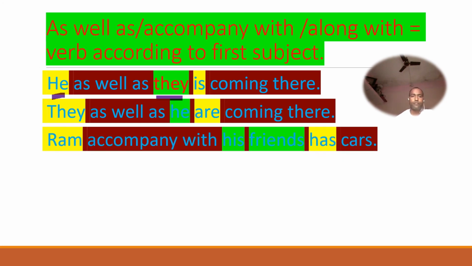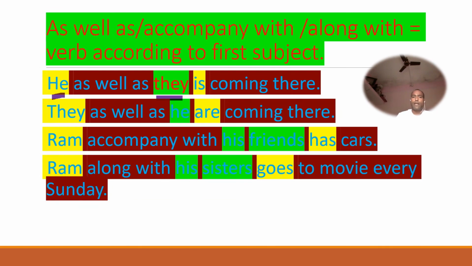Ram accompany with his sisters. Here many people are here, but Ram is singular, according to the first subject, so has. Ram along with his sister goes. Again here is Ram, his sister goes, right, to the movie.